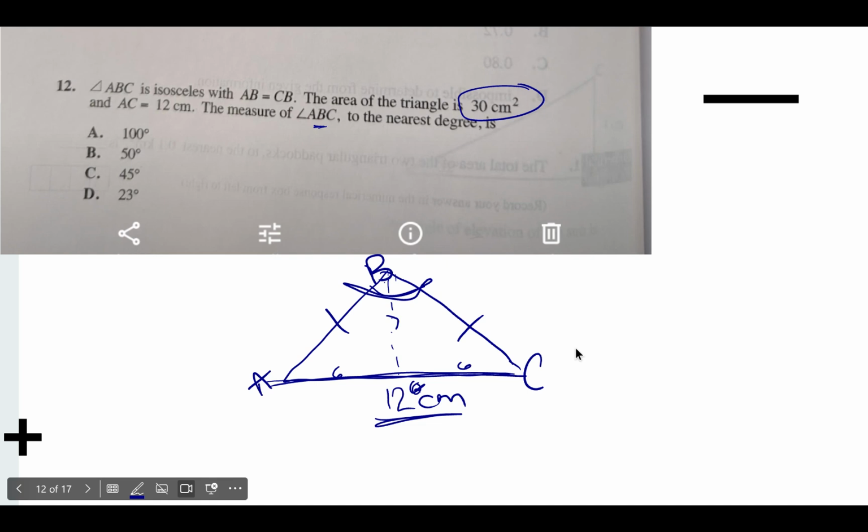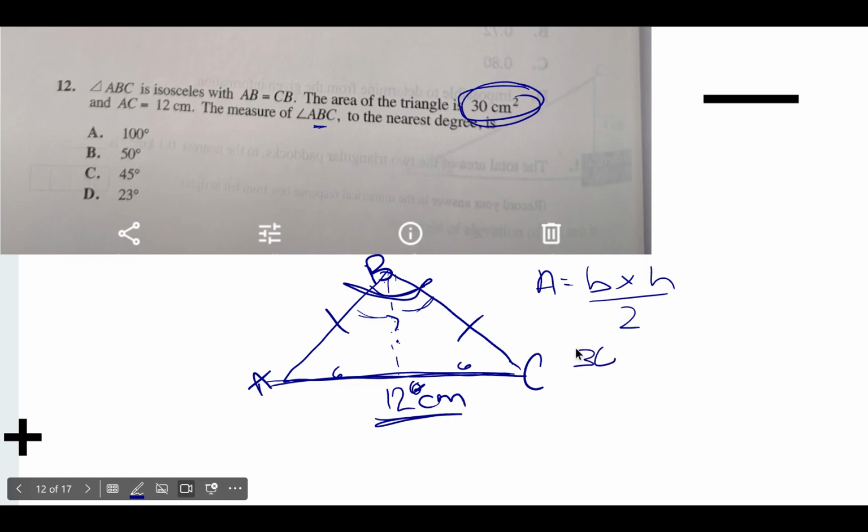So the part that's missing is this part in here, because if we had that, we can find part of the angle and then multiply it by 2 to find the rest of it. So let's do that. Let's figure out this side first, and that's knowing that area of a triangle is base times height divided by 2.